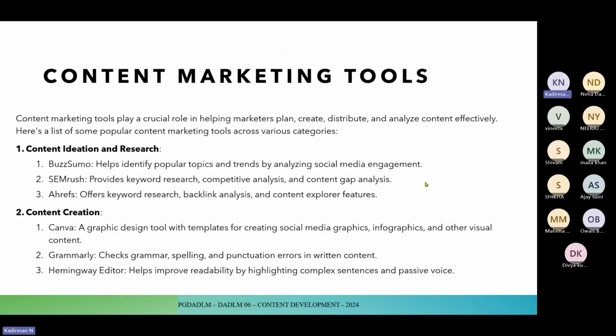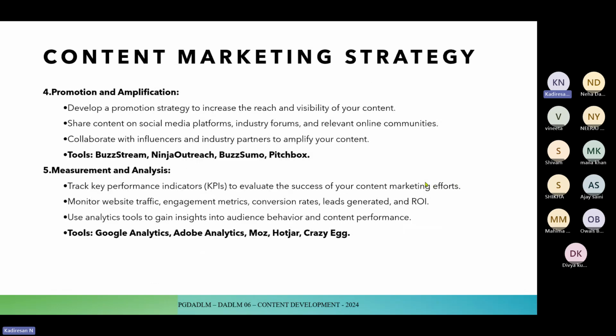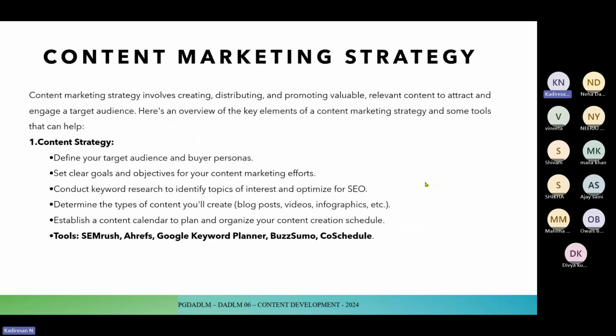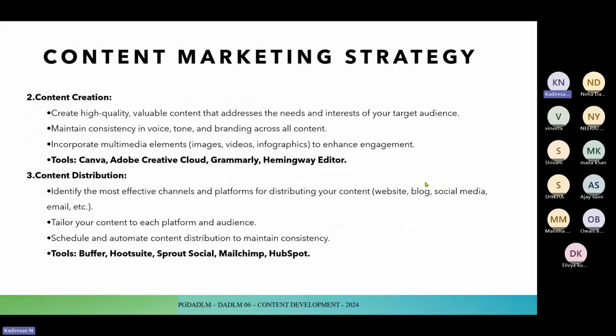So the first one is the content strategy, where you'll be using Google Keyword Planner: how to plan, how to define your target audience, how to set up your goals. The second one is content creation, how to create high valuable content, with tools like Adobe Creative Cloud and Grammarly for creation, editing, everything. And content distribution: how to distribute the content and on what platform you will be distributing.